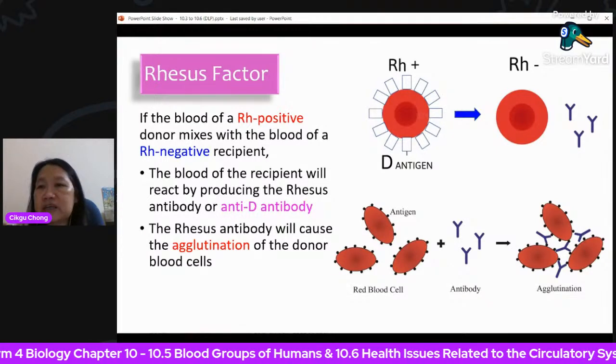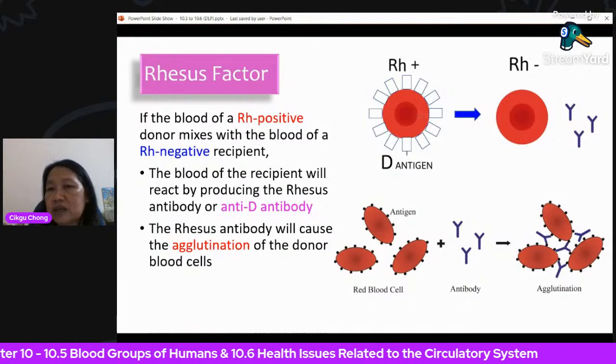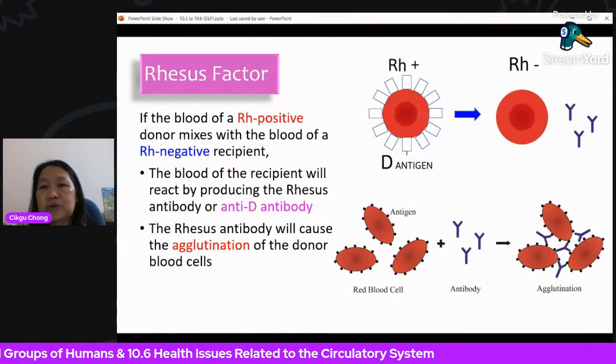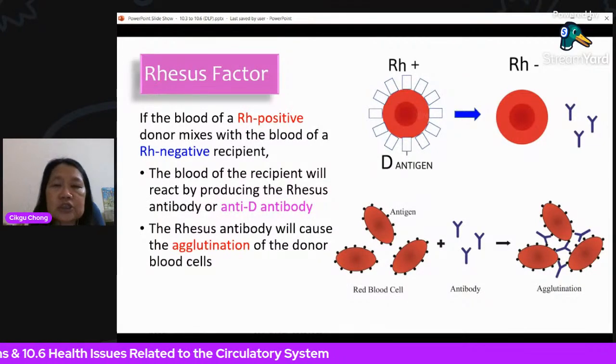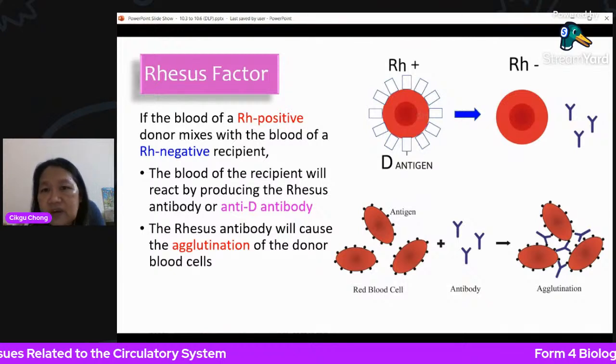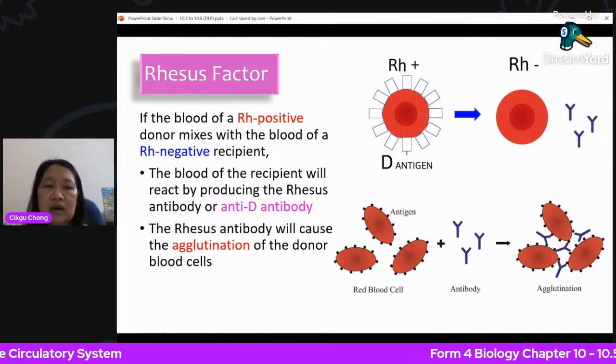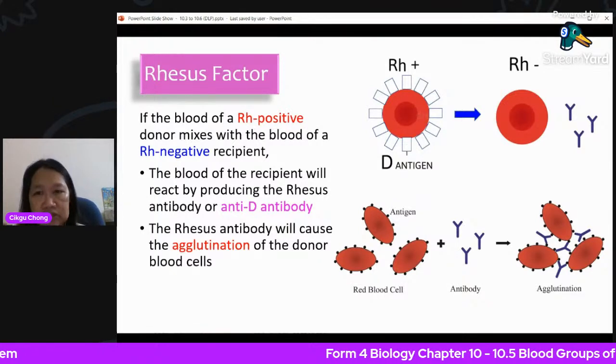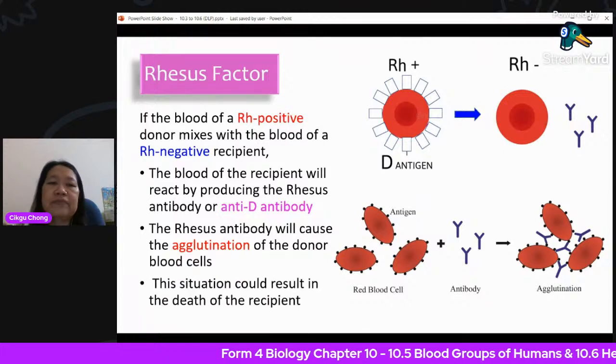Okay, so the negative is the safest, all right? You can give to everybody. You don't need to know if you're not sure whether it's positive or negative, just give the negative. It will not trigger any antigen antibody response. Okay, clear. Now, next one.